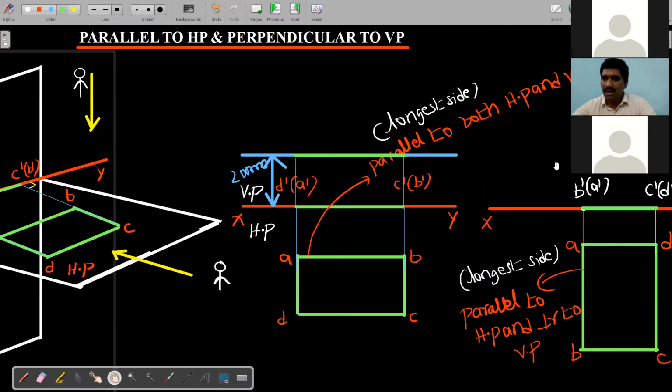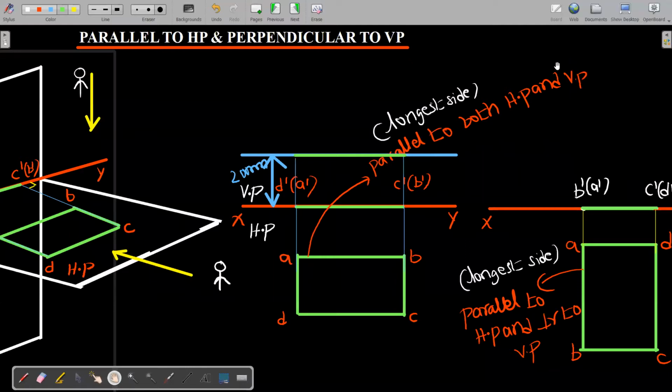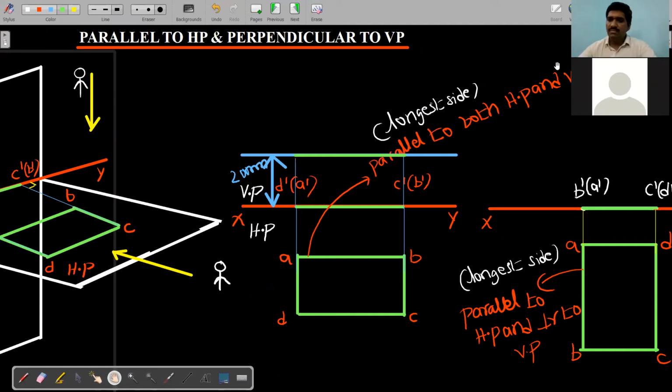Sir, in the exam we will only get this first angle only, no, sir? First angle only. Otherwise, he will specify. He will specify definitely. Above HP and in front of VP means definitely we can say. Like 90% it is first angle, first quadrant only, no, sir? Yeah. Okay, sir. Thank you.